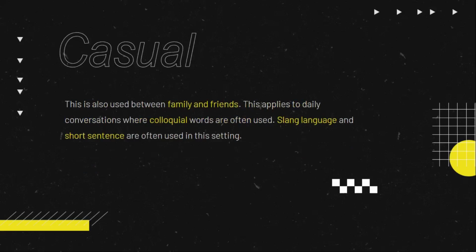This applies to daily conversations where colloquial words are often used. Slang language and short sentences are often used in this setting. Okay, so it's casual. Of course, this is similar to intimate. However, when we say casual, this is the type of speech style where you are talking with your classmates, or it could be your friends, right? You have closest friends and you have your friends. So it's the casual conversation. This is the speech style that we use every day in communicating.